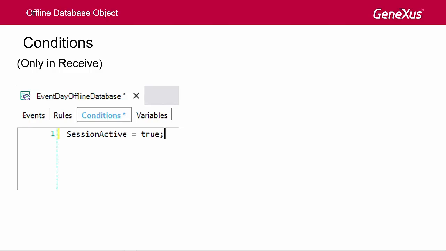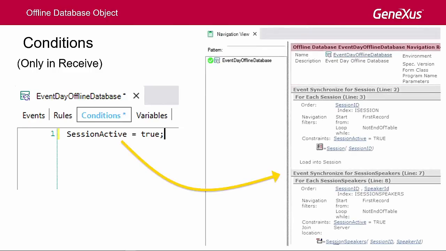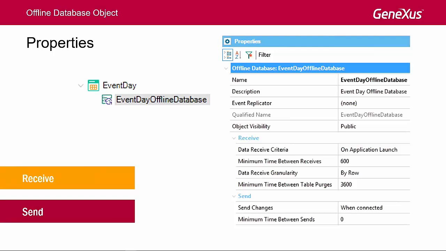They are independent and applied to the extended table, so GeneXus has the necessary intelligence to determine the tables to which they are applied. The navigation list shows the conditions applied to each table. For the conditions expressions, variables that are predefined or defined by the developer can be used, and in this case, they must be assigned in the start event. The offline database object is where the properties we've seen for send and receive are configured.